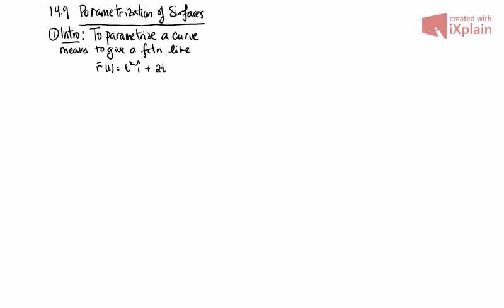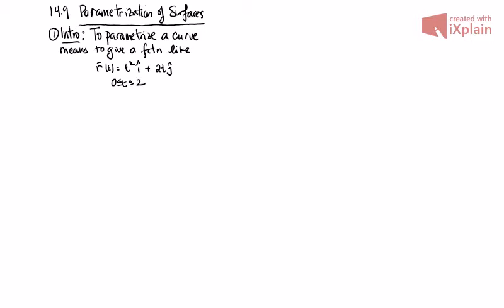By way of intro, let me just remind you of what it means to parameterize a curve. To parameterize a curve means to give a function r of t. Let's give a specific example. r of t is, say, t squared i plus 2t j, with a range of t's, often. Let's say t between 0 and 2.